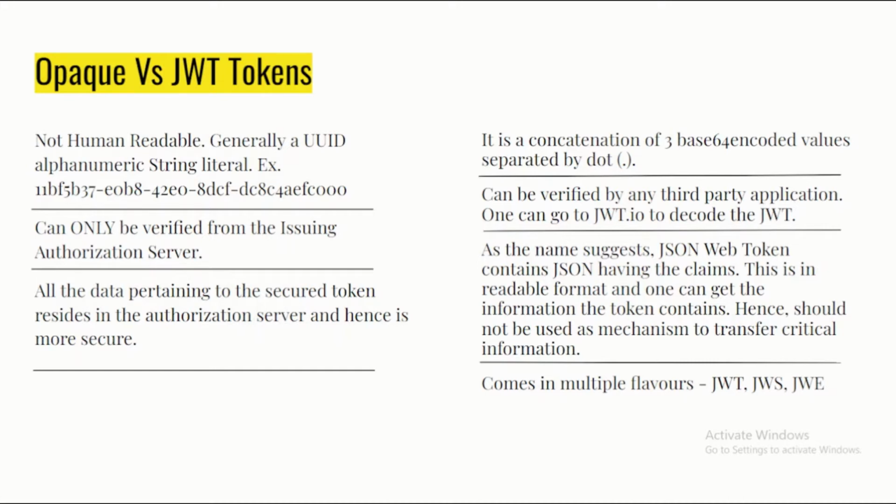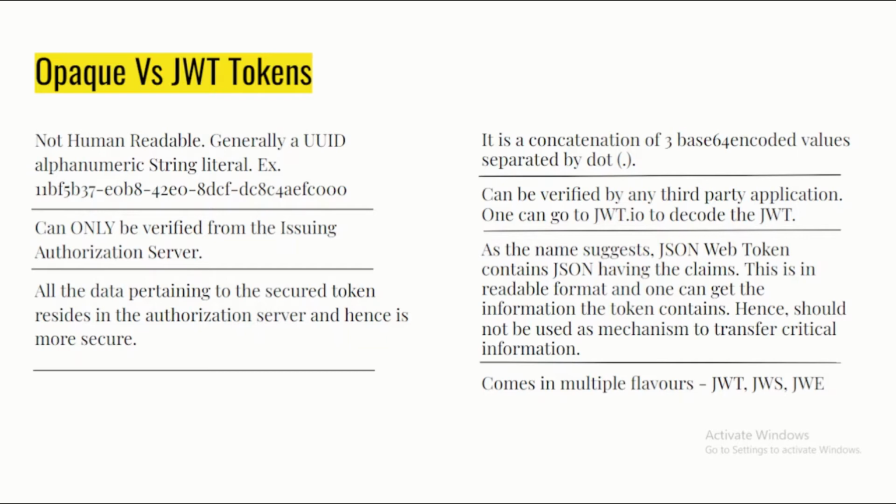Now coming to JWT tokens, as I told you, this is a concatenation of 3 base64 encoded values separated by dots. It can be verified by any third-party application. You can go to jwt.io, as I mentioned, and I'll show you this. As the name suggests, JSON Web Tokens, the payload will be JSON only. This JSON will have the claims. Claims are kind of attributes.